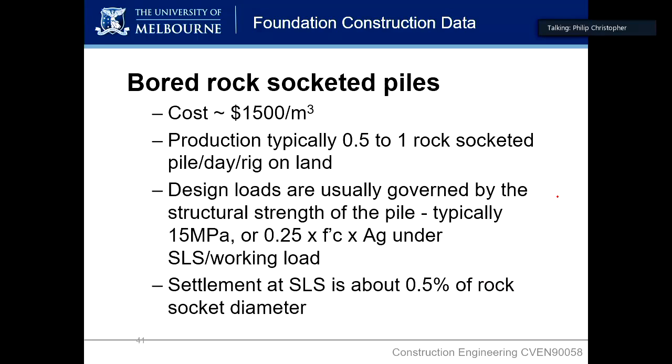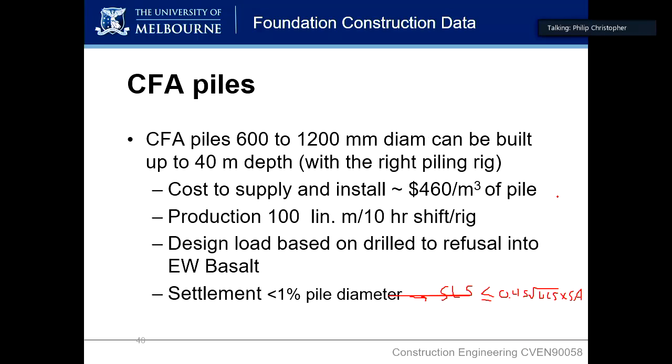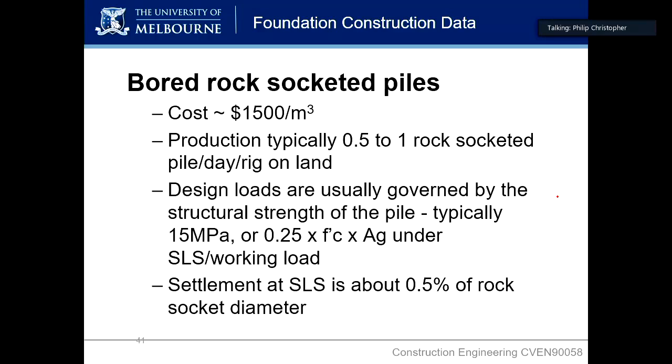Bored rock socketed piles. Now we can see the costs going up, so we've gone from $460 per cubic metre to $1,500. So three times the cost per cubic metre, and they're bigger. So each pile is going to be five or six times the cost at least compared to a CFA pile.